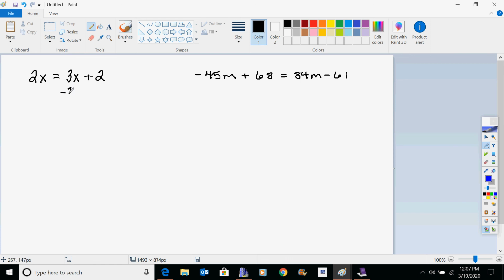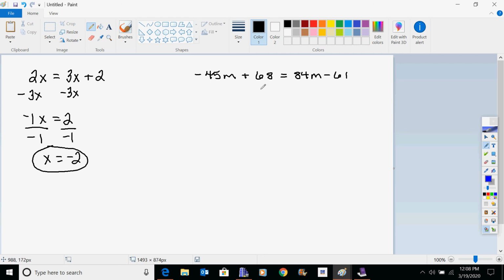The easiest one is to take the 3x away. When I take the 3x, I get 2 minus 3, which is negative 1x, equals 2. And then when you divide by negative 1, positive 2 divided by negative 1 gives you a negative 2. That's the easiest way to handle that one.